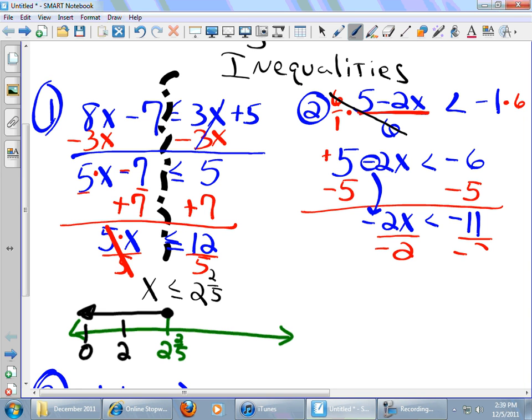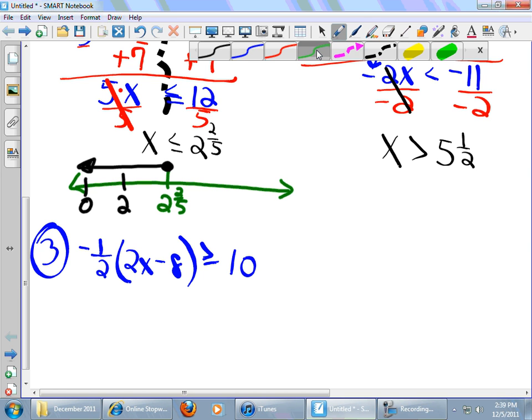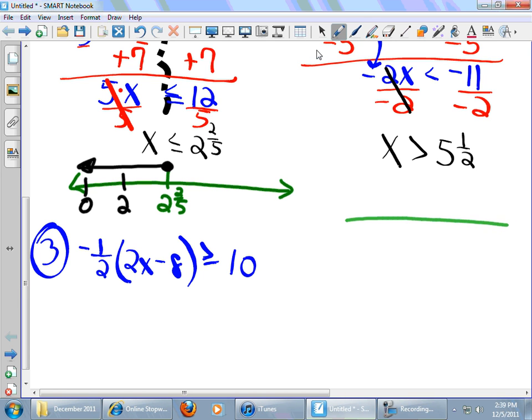Whoop, whoop, whoop. I said I was going to divide by negative 2. When I multiply or divide by a negative, the symbol needs to flip. So in this case, I will get x greater than or equal to negative 11 divided by negative 2, which is going to be a positive 5.5. Yeah, because 2 goes in 11 5 times. There's 1 left over. So 5 1/2.